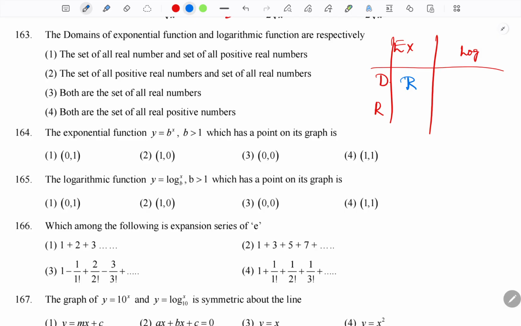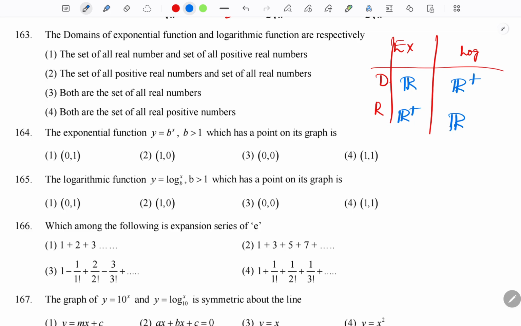It will take every value on the number line. What about the range of this one? Here it will take only positive, right? Positive real numbers. Coming to the logarithmic function, which type of values will it take? It always takes positive real numbers. And which type of values will it give as range? It's the set of all real numbers. If you give positive real numbers, it will give all real numbers. So this one only. Now what are they asking in this question?